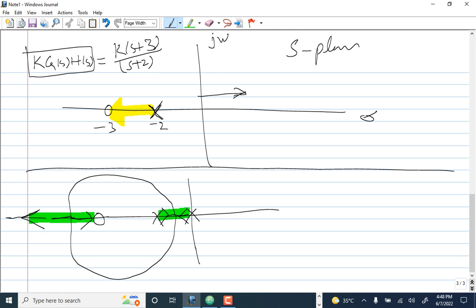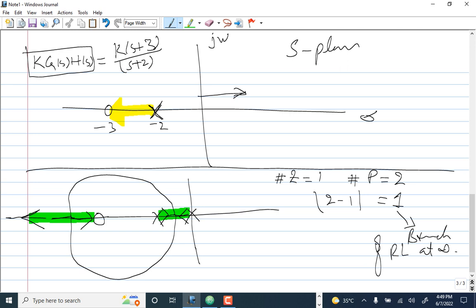For this idea, you have to count the number of zeros. So the number of zeros here is 1 and the number of poles is 2. So you have 2 minus 1. Now the difference is 1, which means that you have one branch of the root locus at infinity. So this is the way you can easily draw the root locus.